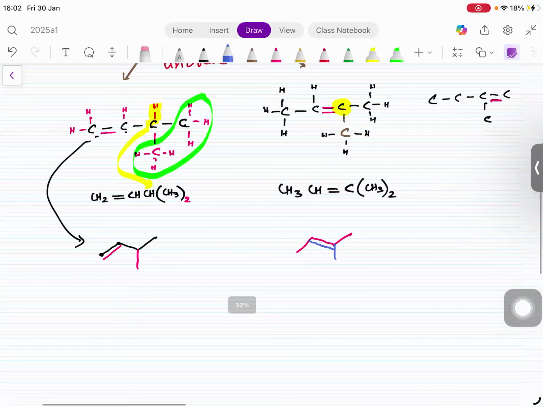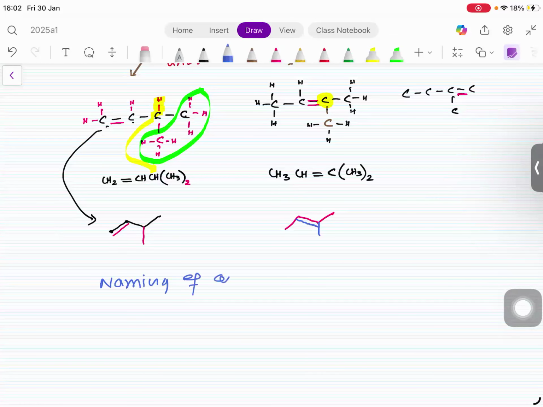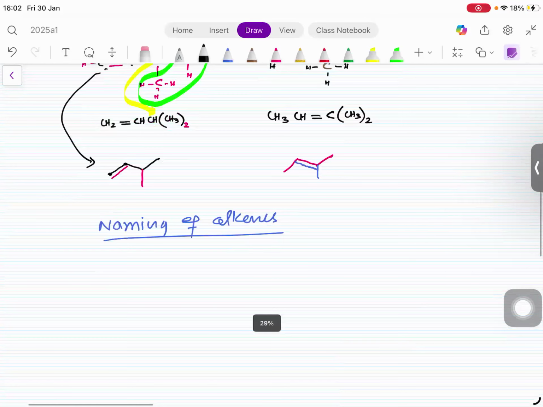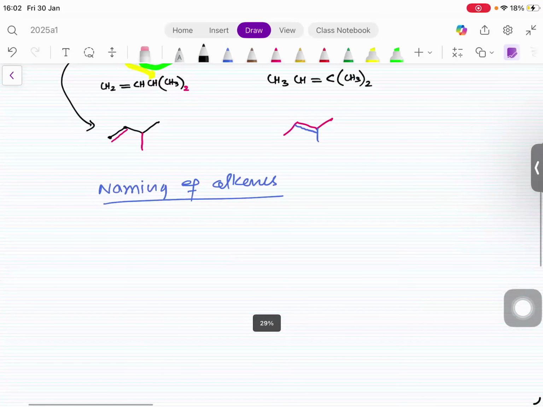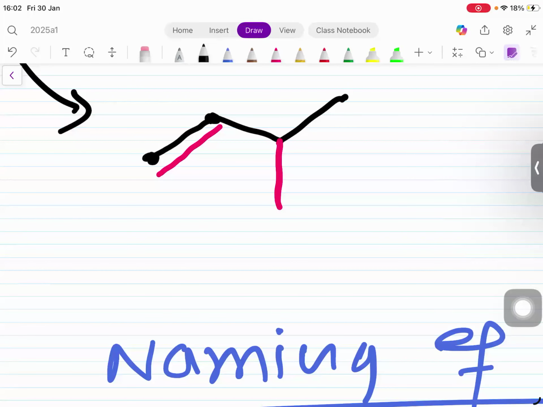Please write naming of alkenes. Kids, the rules are the same which we learned yesterday. You have to select the longest chain. For example, in this case, look at this. You have to select the longest carbon chain, but the condition is that it should contain a carbon-carbon double bond. Okay, you cannot choose a chain which is the longest but without a carbon-carbon double bond.